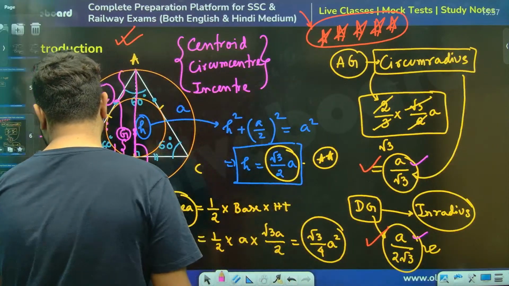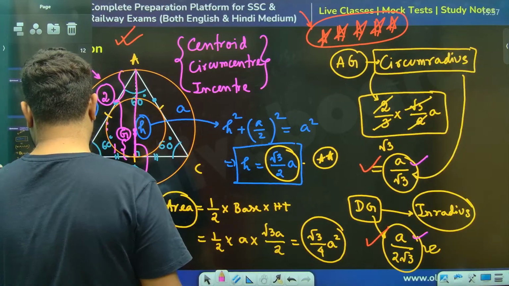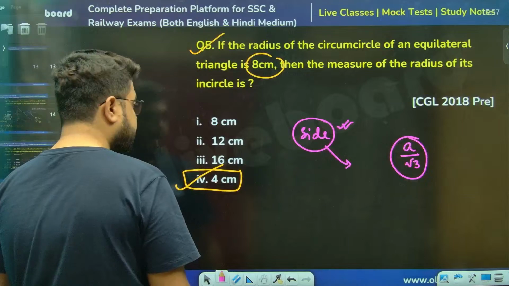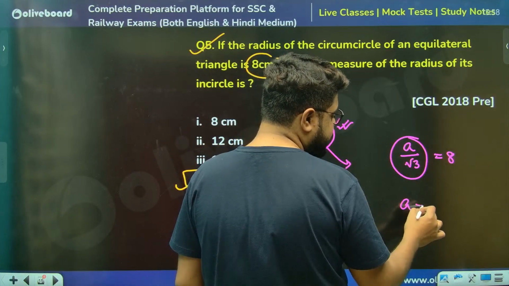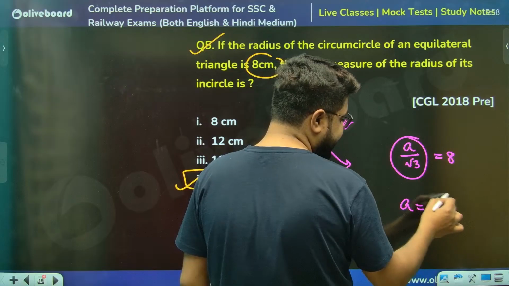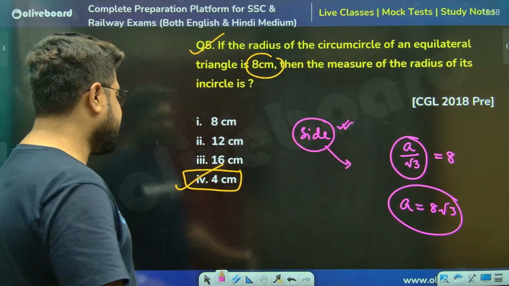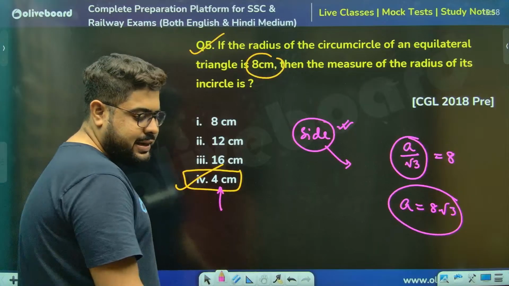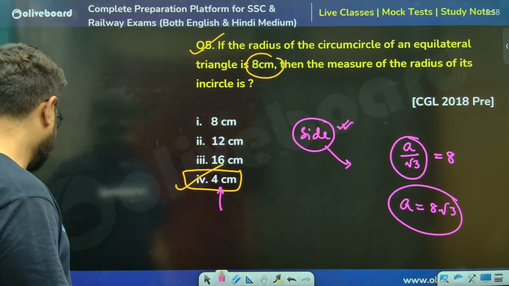So this thing is given as 8. So the side will be 8 root 3. Now the inradius is half of the circumradius, so the answer is 4. It is a 10 seconder. Right? Okay.